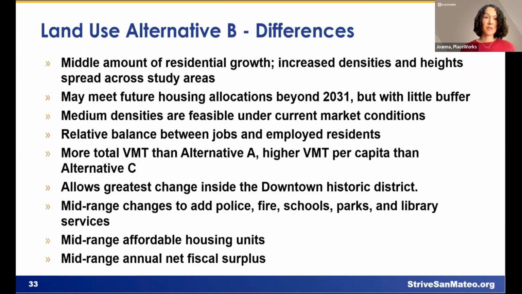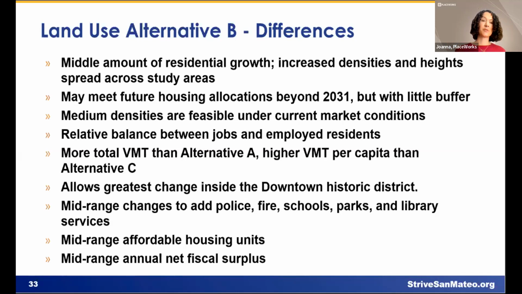So let's look at some of those same topics for alternative B. Alternative B is in the middle of the residential development. It does have increased heights and densities over alternative A spread across the study areas. It has more of an ability to meet future housing need beyond 2031, but there's not a lot of buffer there. The market feasibility analysis found that the kind of mid-range densities that are dominant in alternative B are kind of the best match for where the market is right now today. And so perhaps the greatest feasibility under 2022 conditions.